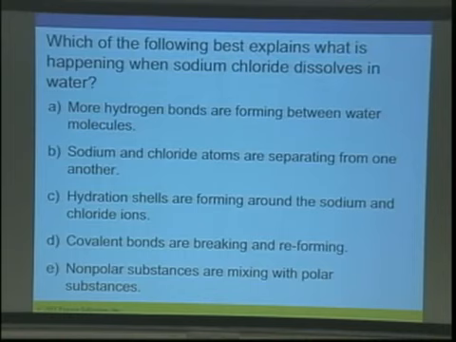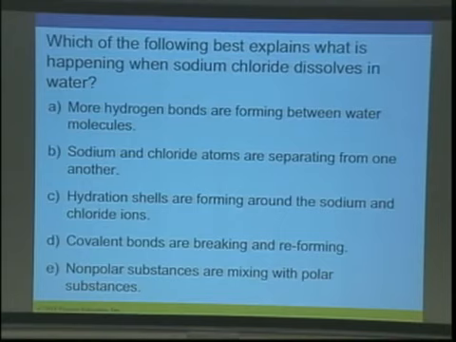And then most of the rest of you, another 20% of you, voted for B, which is that sodium and chloride ions are separating from one another, and that's true. But probably the best answer is really that the reason they're separating, and the reason they can separate, is because they're actually forming hydrogen bonding interactions with water. And that's really what happens when something dissolves.